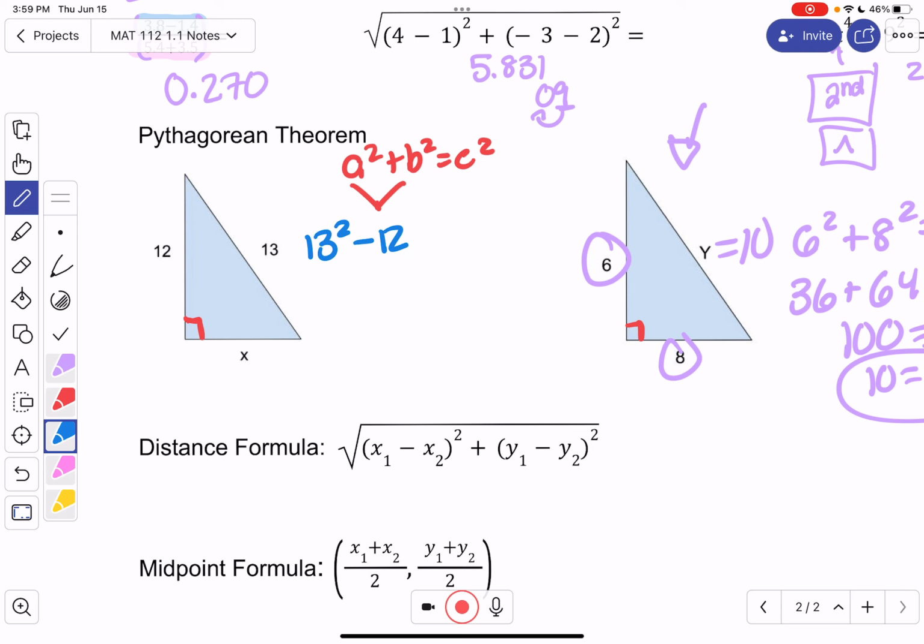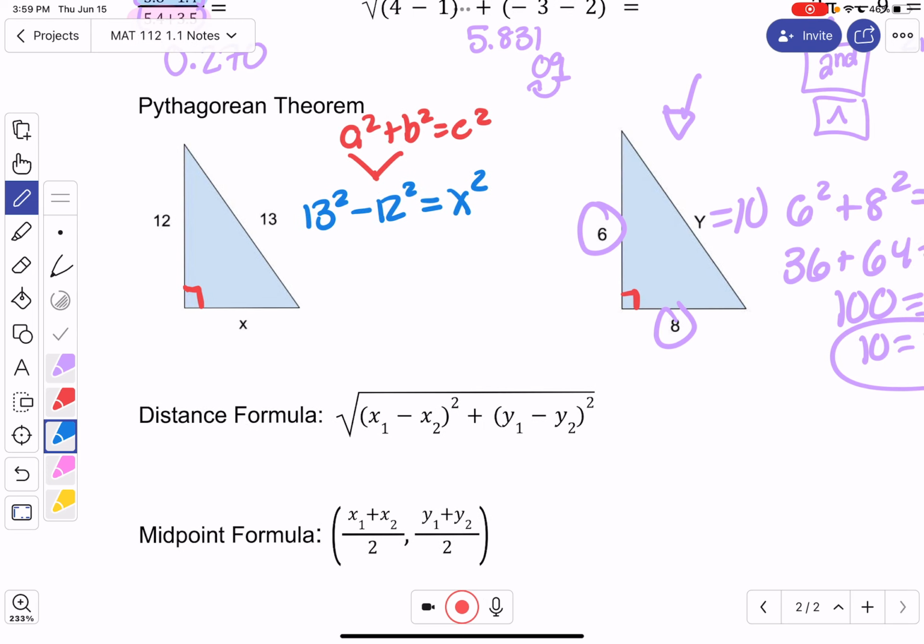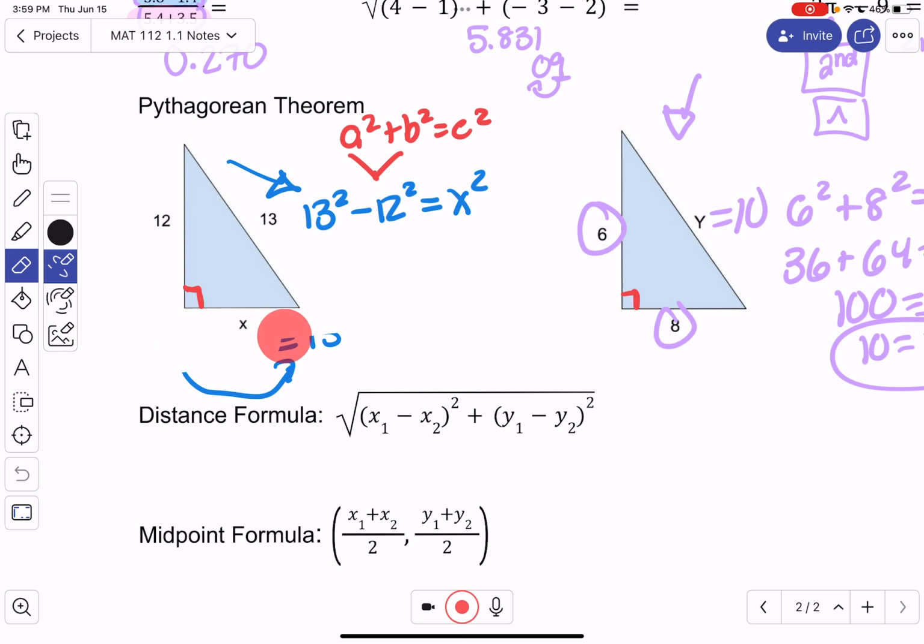So I do 13 squared minus 12 squared equals x squared. Where that comes from is if I said 12 squared plus x squared equals 13 squared. To get this on the other side, I would just subtract 12 squared from both sides and the x's alone. So I just did a shortcut. It's up to you what step you need to write first.